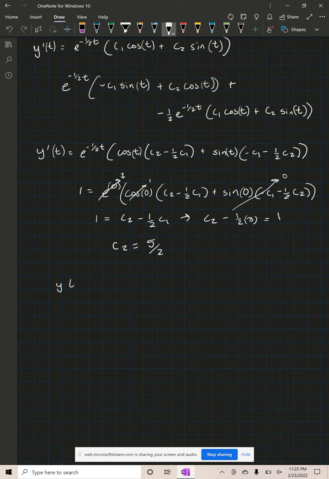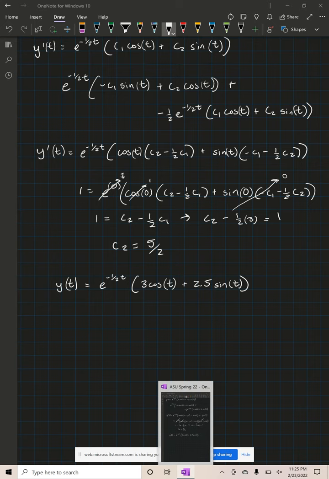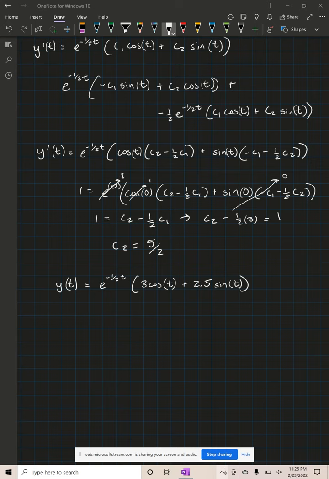So now we have a general solution for our differential equation, which is going to be y of t is equal to e to the negative 1/2 t, all times 3 cosine t plus 2.5 sine t. And so that's our solution. And so if you were interested in plotting this, you would see the following. Let me just switch my screen real quick to Desmos, which is just a graphing program.